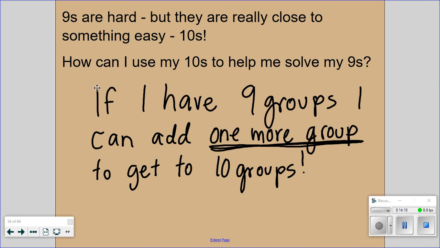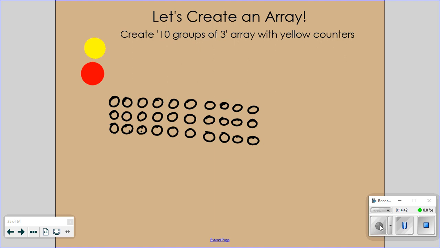Yes, Gwen? So, we're going to use that trick to then help us answer our 9. It's going to help you answer it, yep. Does that make sense what I'm asking? What you just made was 10 groups of 3. So far, so good? You made 10 groups of 3. You don't need to write it. I'm just confirming that's what you did.